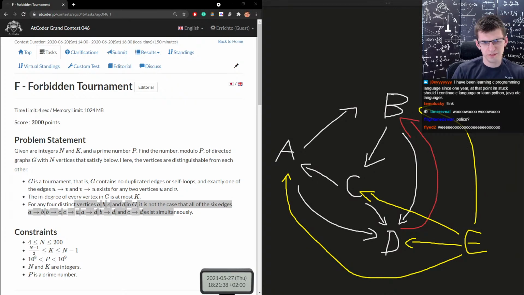Police? I think it was a fire truck, but I'm not sure what that was.